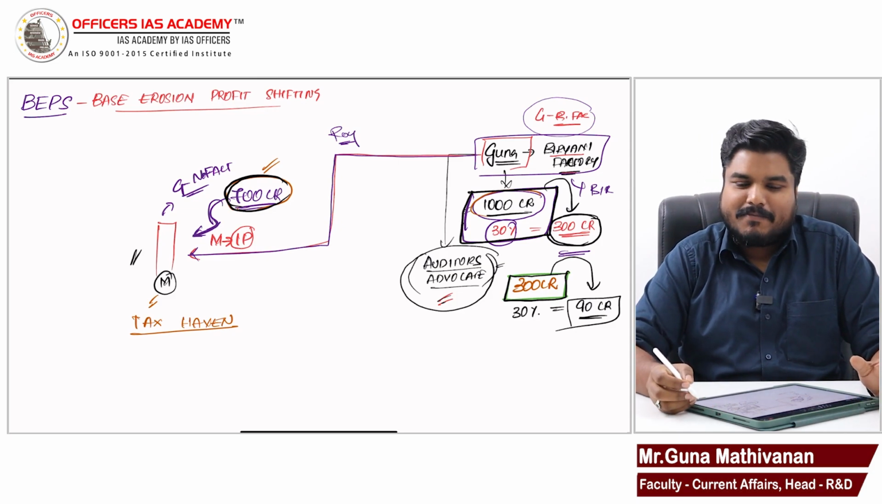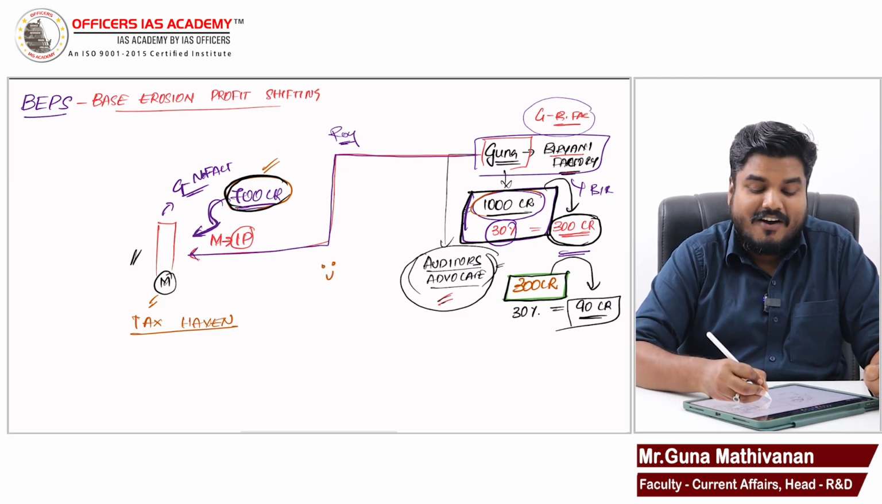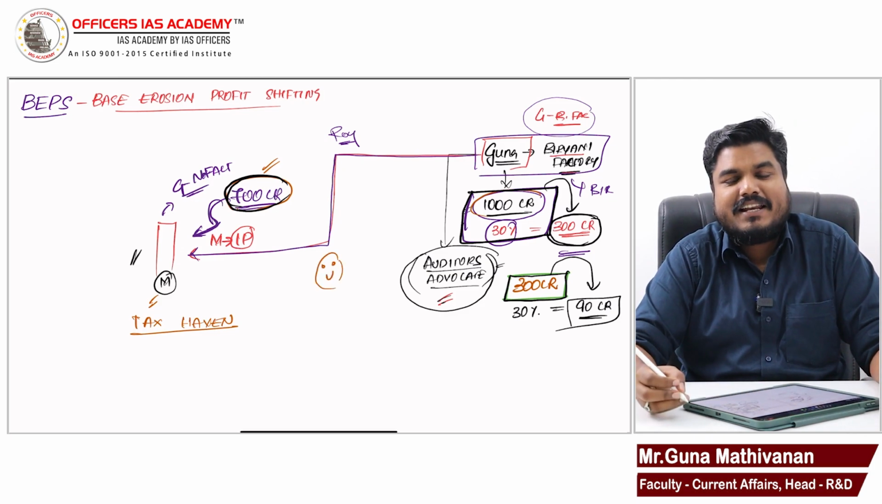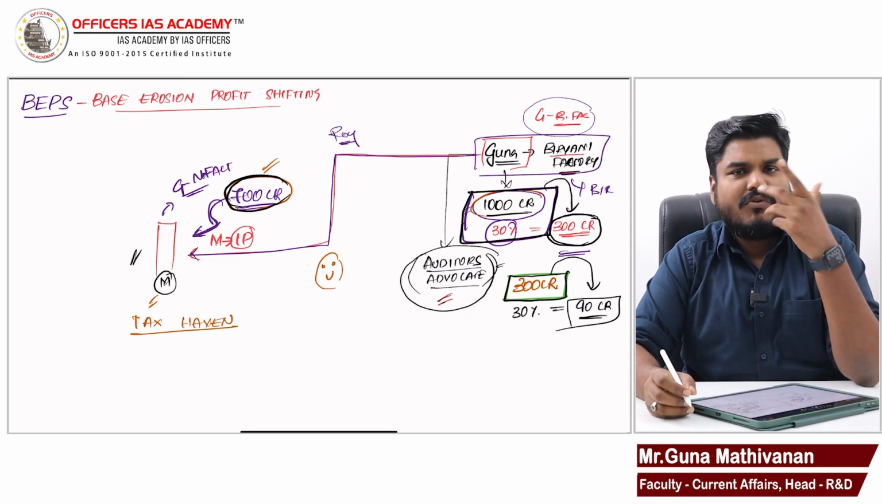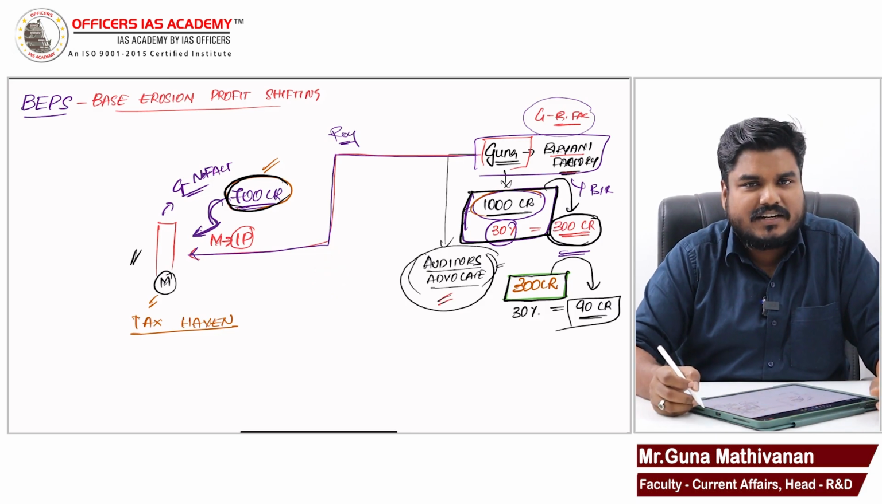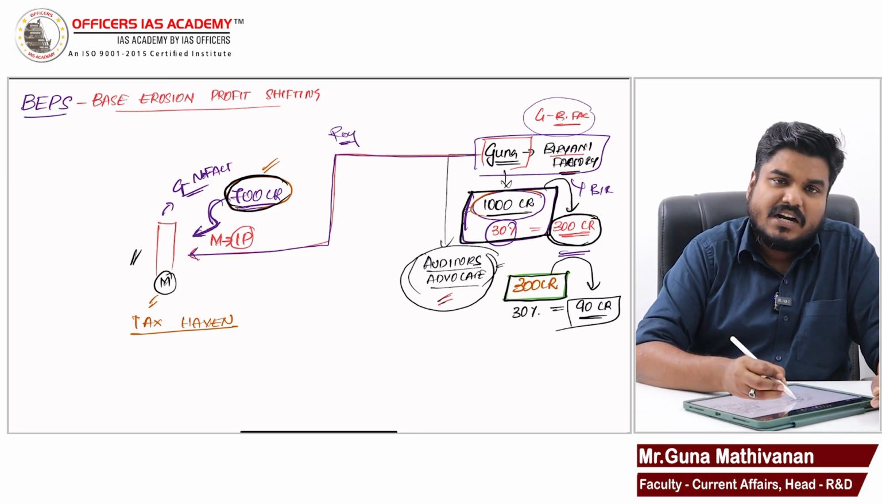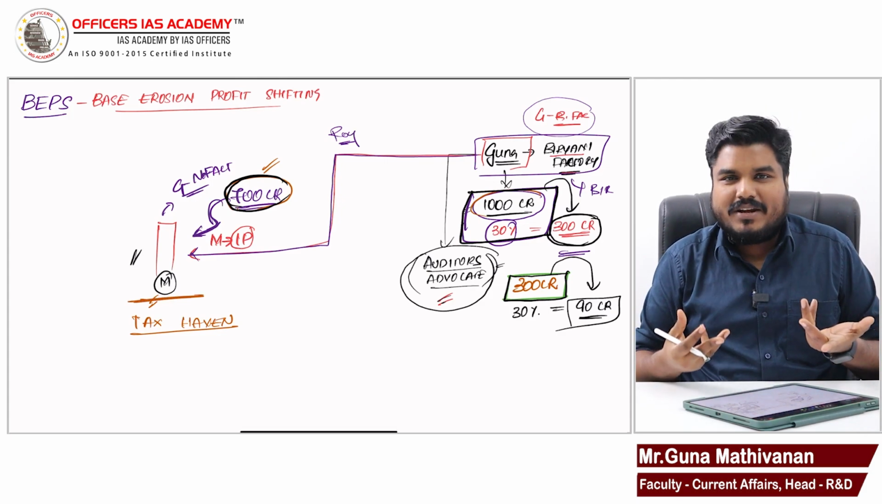Now, Guna is happy. Guna is actually smiling that, okay, I am able to save a lot of money. But still, Guna has another pertinent question. What is that question? All right, all fine, I'm able to save a lot of money. That is great. But now this 700 crores is in Mauritius. By keeping that money in Mauritius, what am I going to do?